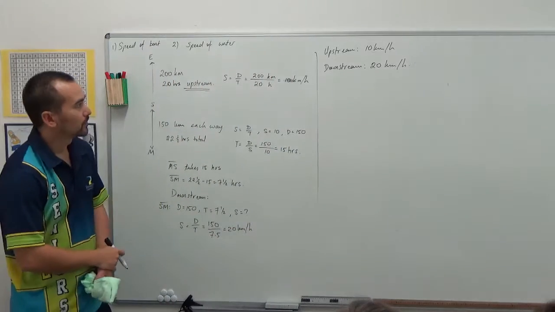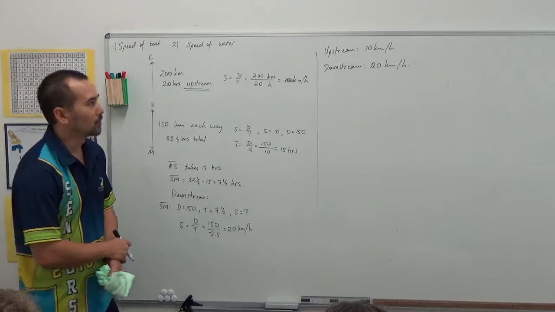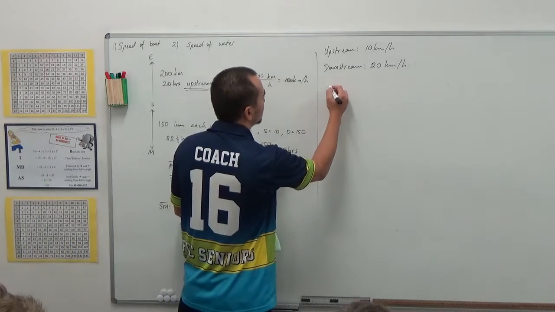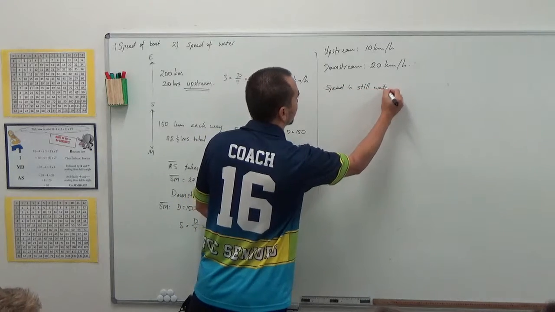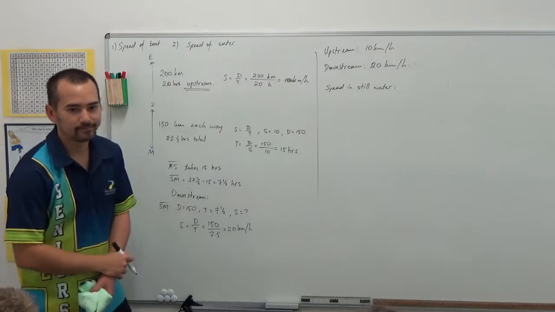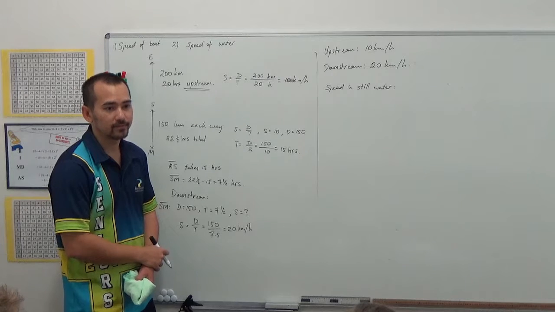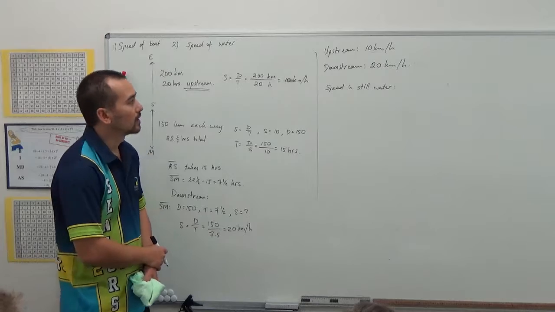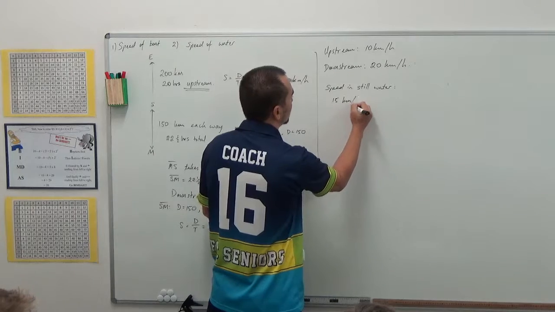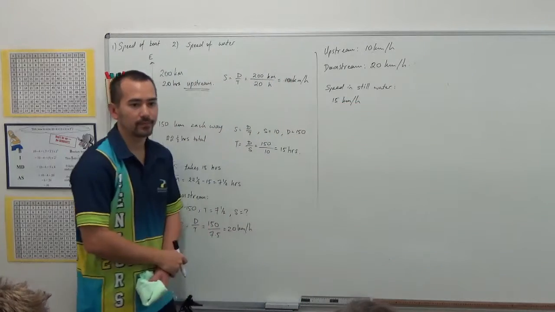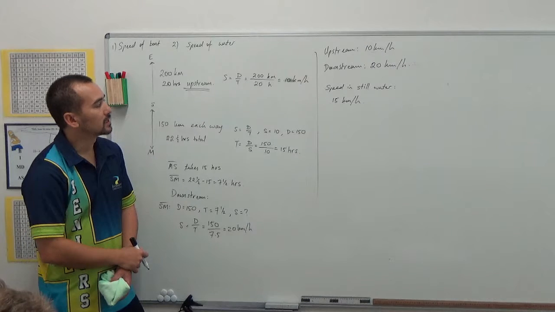Okay, so if upstream was 10 kilometers an hour and downstream is 20 kilometers an hour, what would the speed be in still water? Somewhere in between the two. Is there any way of calculating that? Well, I suppose we could take the average. Yeah. And we can safely assume here that it's going to be 15 kilometers an hour if we took the average. So that's the speed in still water.